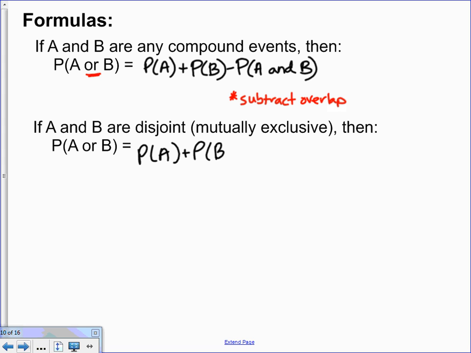Now, if you can recognize a disjoint event, I'm all for using that simplified formula. But in the event that you're feeling a little bit confused about all this probability stuff, I want you to put your focus on that very top formula and always think about subtracting overlap. And then if you don't have it, you don't have to worry about it.